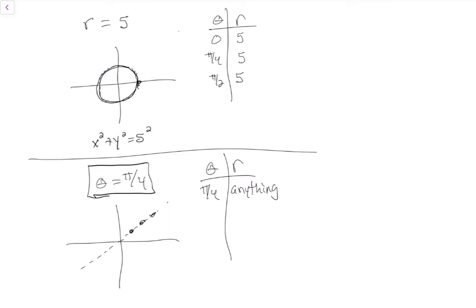R could be 1, 2, 3, 5. R could be e squared. R could be -1, -3. Theta equals a constant is actually a line, and the theta value is connected to the slope in this case. So these are two unique types of equations. R equals a constant is a circle centered at the origin with radius r. R equals 5 in that case, and then theta equals pi over 4 is a line.